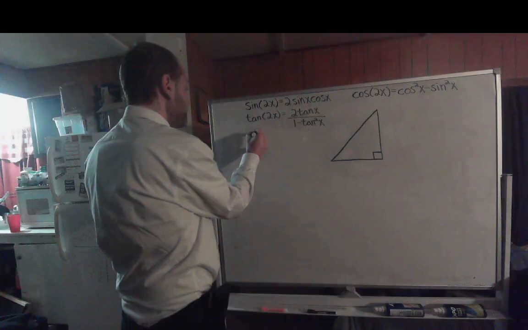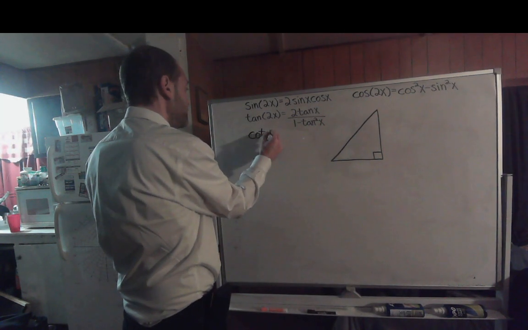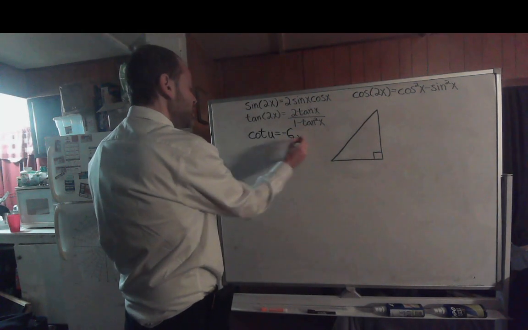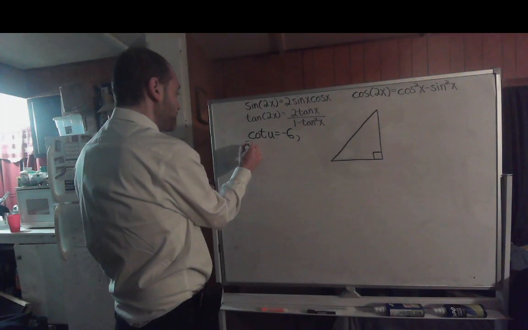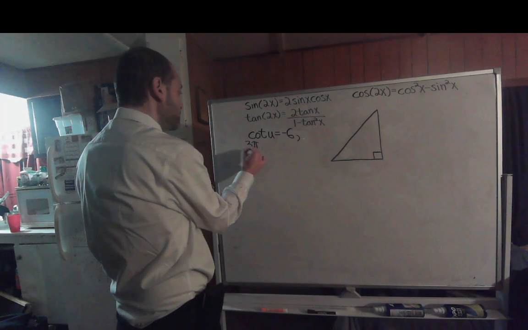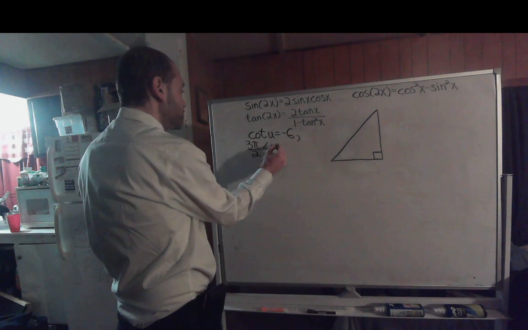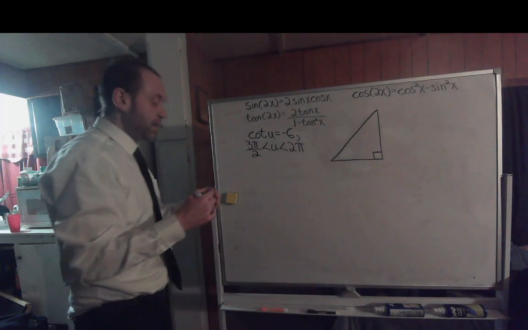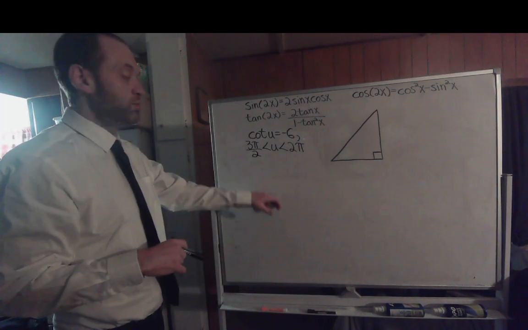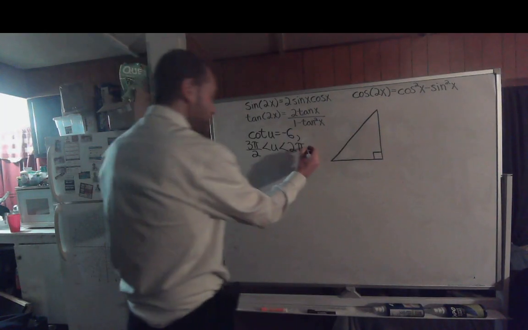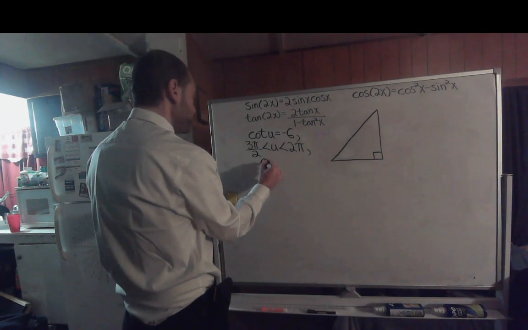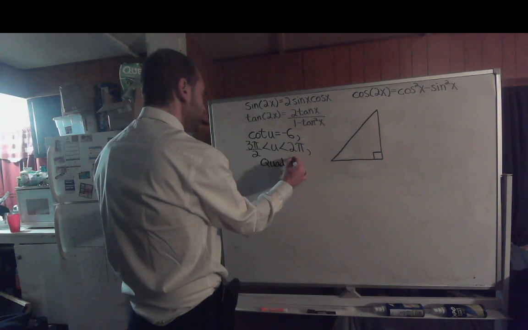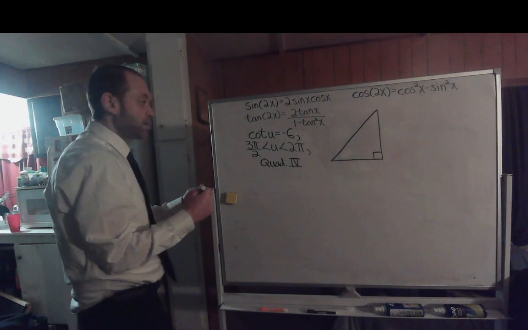Alright, so we have that the cotangent of u equals -6. They give you that 3 pi over 2 is less than u, which is less than 2 pi. Well, if 3 pi over 2 is less than angle u, which is less than 2 pi, that's describing quadrant 4.